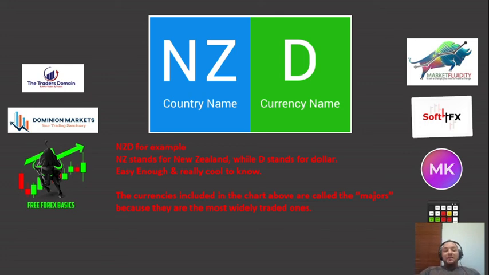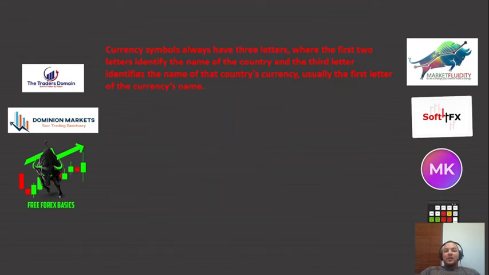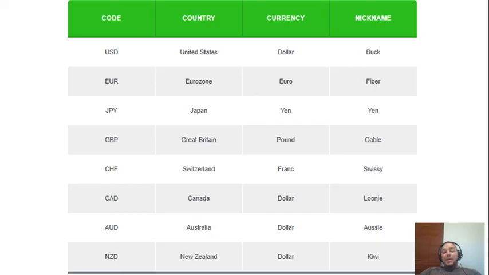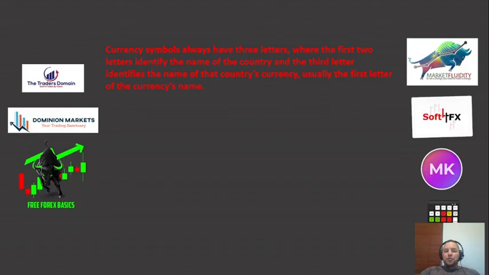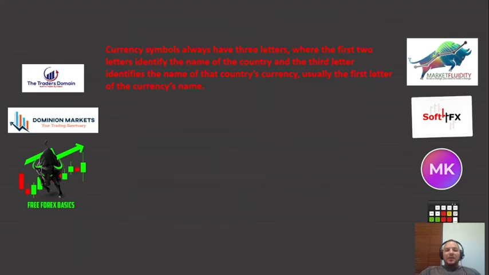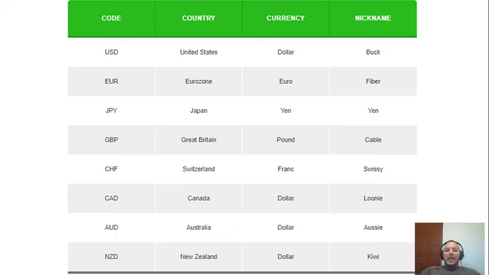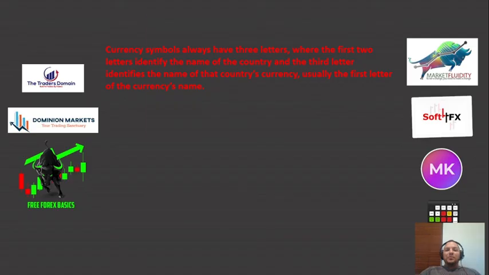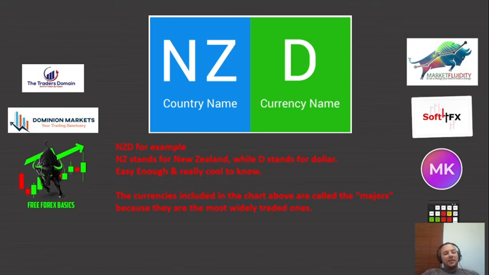Alright, the currencies included in the chart above are called the majors because they are the most widely traded ones. Right, so going back a few steps, these pairs are the pairs that are the most traded currently in the world. Anyway guys, I just thought I'd run through that. It's pretty simple. It's simple facts, and it's really cool. You guys do need to know this kind of stuff.